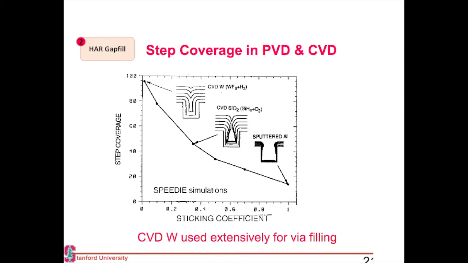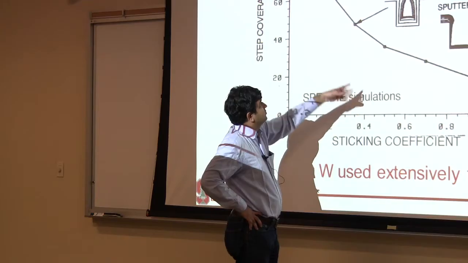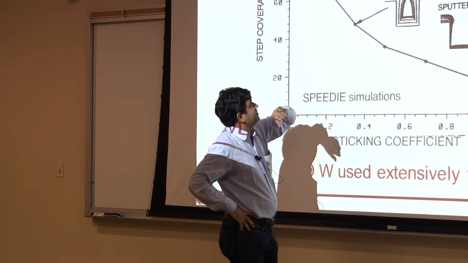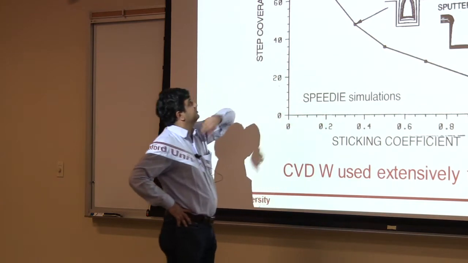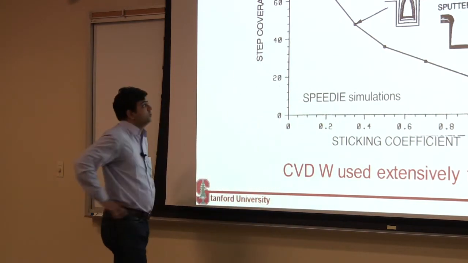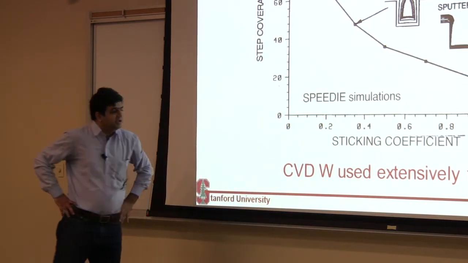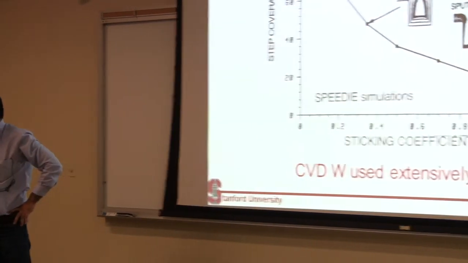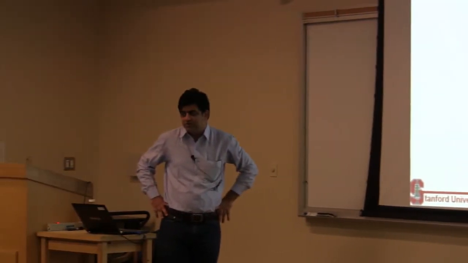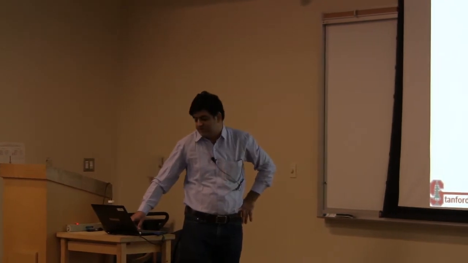And this is shown over here. This is showing your step coverage as a function of sticking coefficient. If I have a sticking coefficient of 1, you will close out very fast and you will cause a void. If you have a sticking coefficient somewhere around 0.4, you will get a profile like that. If you have a very low sticking coefficient, you can fill it up without causing a void. So this is, again, most commonly used to fill up these high aspect ratio structures.